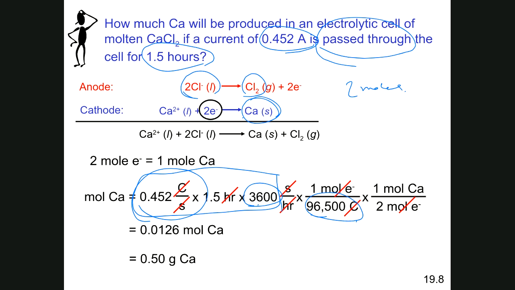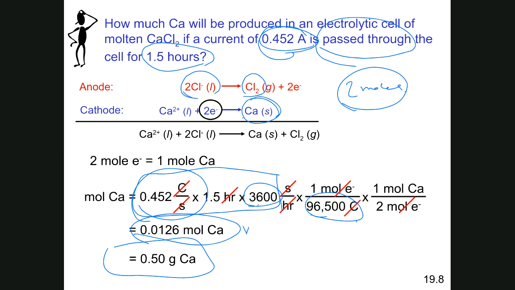So if we have the moles of electrons, then how many moles of electrons do we need? 2 moles of electrons per mole of calcium. Then we multiply by 1 mole of calcium over 2 moles of electrons. So we get the moles of calcium. If you multiply this by 40 grams per mole of calcium, we get the grams of calcium that is being produced, or the mass gain, if we pass this amount of electricity for 1.5 hours.